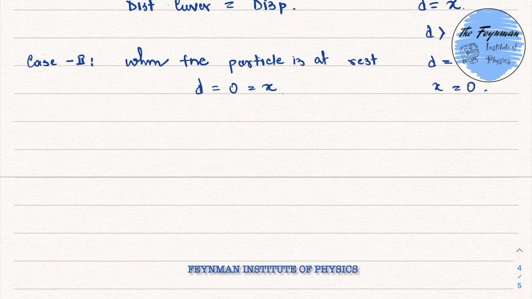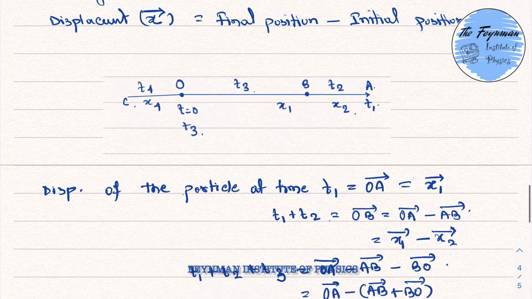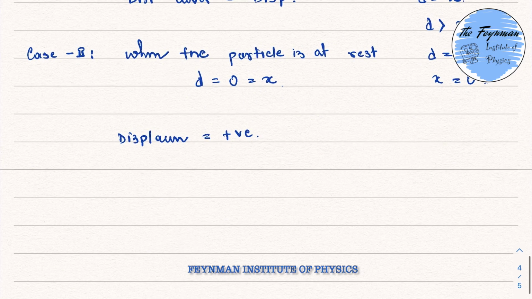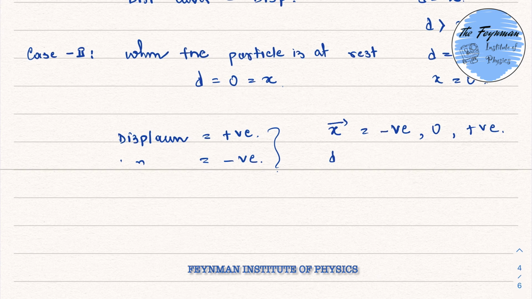From the above example, we can find that when the particle is moving rightward direction, then the motion of the particle is considered to be a positive one. So obviously displacement of the particle can be a positive quantity. Again, when the particle is moving along the path, say BA, that is the particle is moving in the leftward direction, then displacement can be a negative quantity. So what we found is that displacement x can be negative, can be 0, can be positive, whereas distance covered is always 0 or positive.